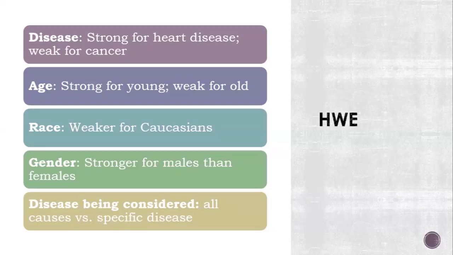All right? Again, for age, we say it's strong for the young and it is weak for the old, which is self-explanatory. In terms of race, studies have found that it is weaker for Caucasians than for people of African origin. And for gender, it's stronger for males than for females. And sometimes, if you look at the disease being considered, all causes versus specific disease, it can be either strong or weak.